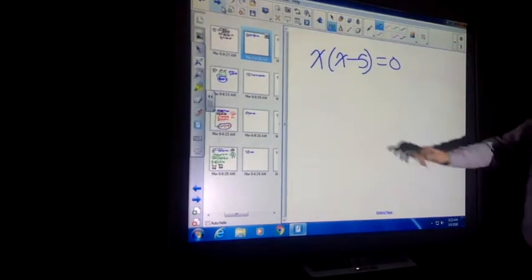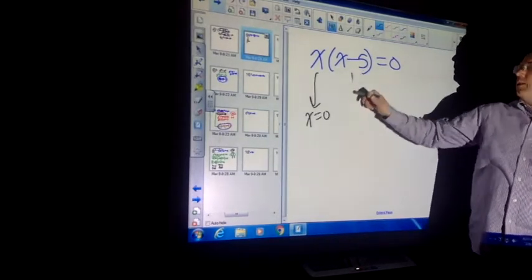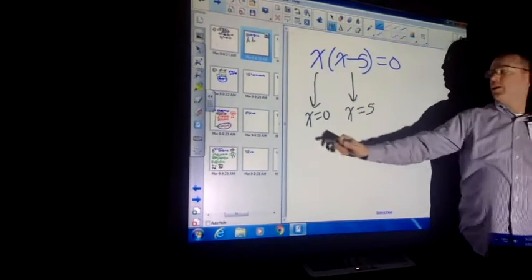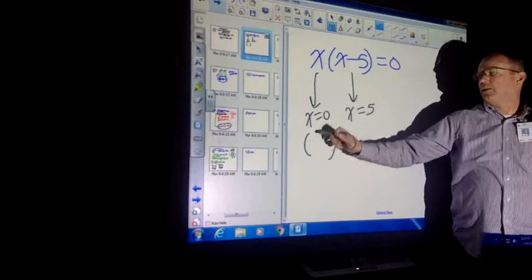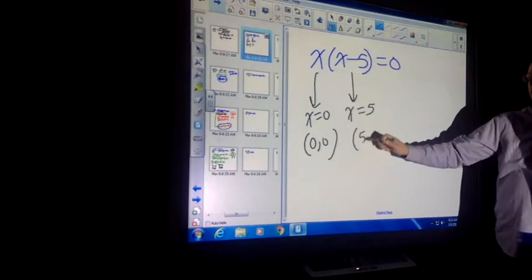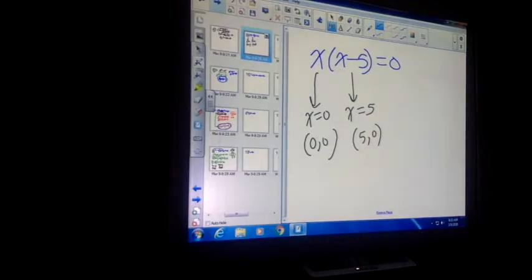This one's pretty easy to set up. This just gives me x equals 0. Oh, I'm sorry, B. That gives me x equals 5, agree? So what's this point right here? 0, 0. What's this point? 5, 0. Done. There's my solutions. Wait, why did we have to solve the last one but not this one? Oh, it's just this one was set up nicely for us. Okay? Next one.